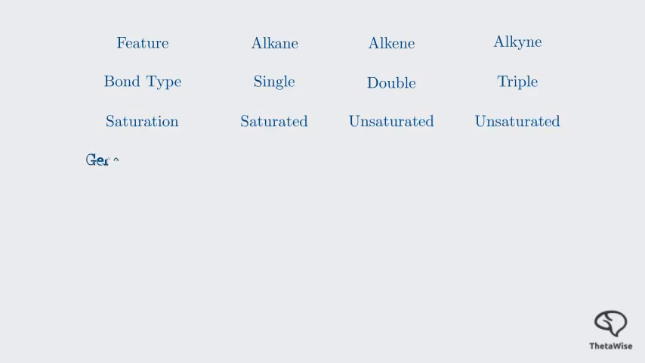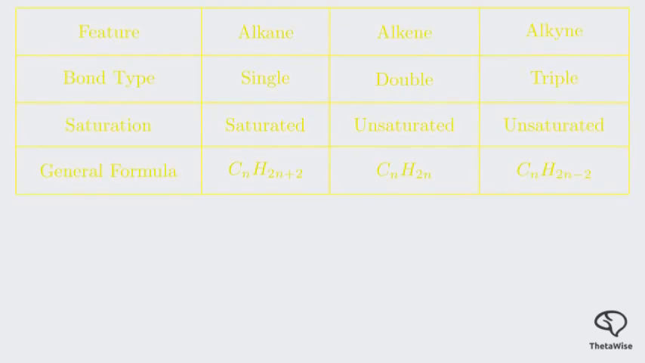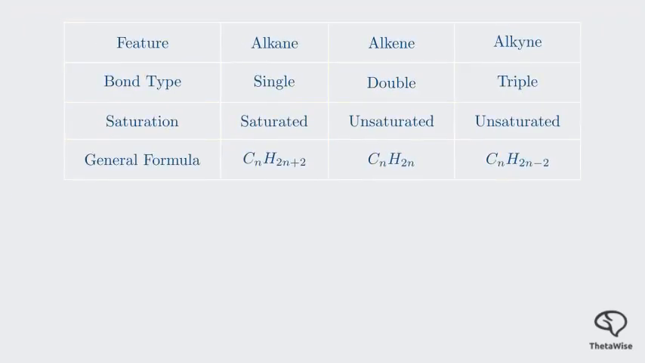And the formulas clearly show this difference in hydrogen count. CnH2n+2 for alkanes, CnH2n for alkenes, and CnH2n-2 for alkynes. This table encapsulates the core differences. A quick glance can tell you a lot about a compound's structure and reactivity.